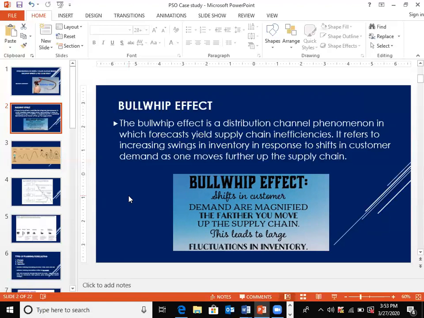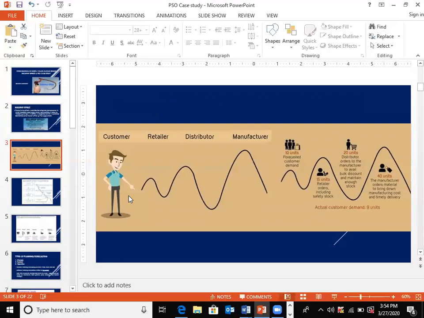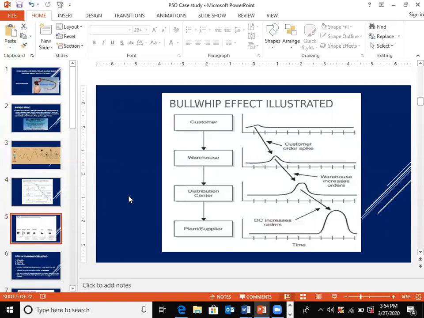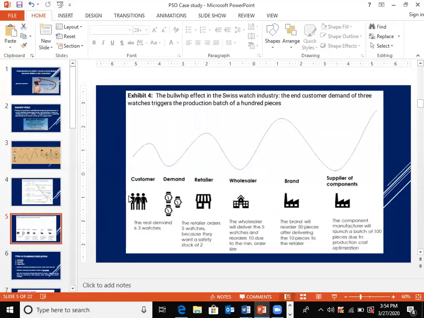Okay, so hopefully you have gotten a better idea now of what we're talking about, especially after looking at this particular slide. But I'm going to give you yet another example because I think it's extremely important for you to understand the bullwhip effect, what we are talking about here. And over here, this is a Swiss watch company, and actually it's talking about the Swiss watch industry, pardon me.